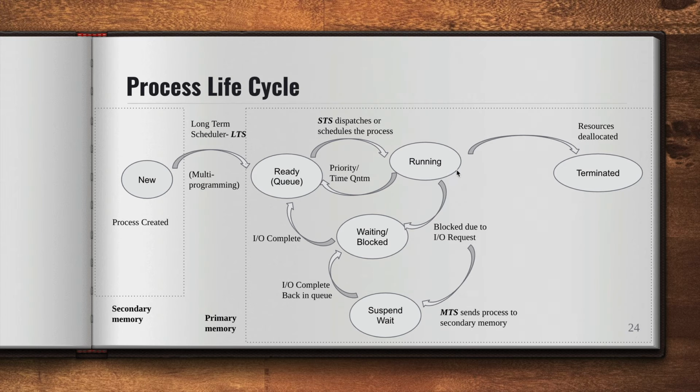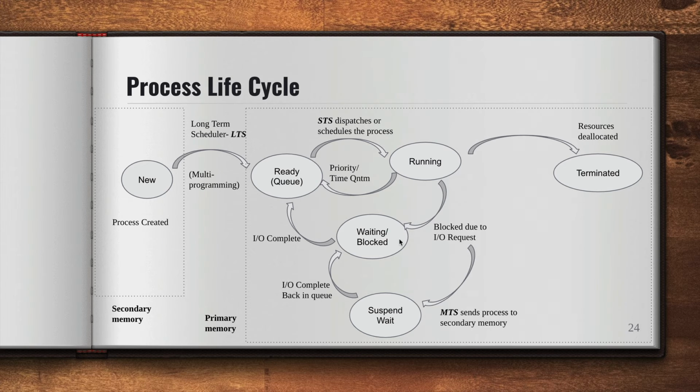Okay, so in a nutshell, if a program is executing and it has an input output request, it goes into the waiting queue, and once the input output request is fulfilled, it goes back to the ready queue, and from there it'll go to the running state once the CPU becomes available. So that's your process of waiting and blocked.